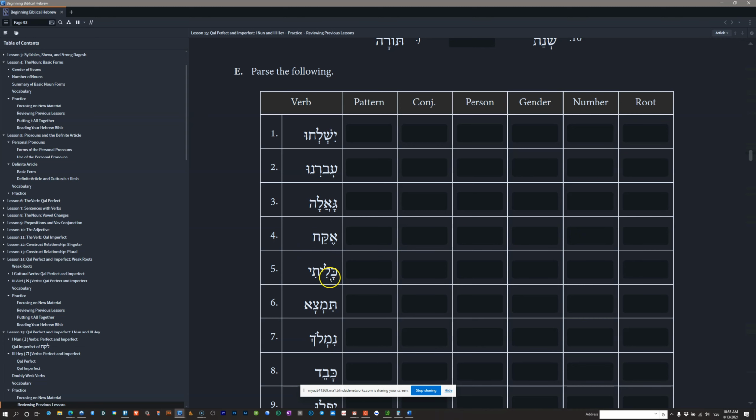Number 5, we've got kaliti. The kametz hey of kala has shifted to a hirik yod, and then we've got our T suffix for cal perfect 1 CS. Number 6, timtsa.